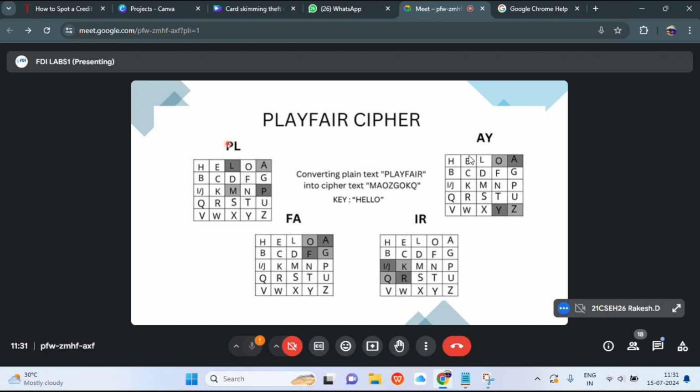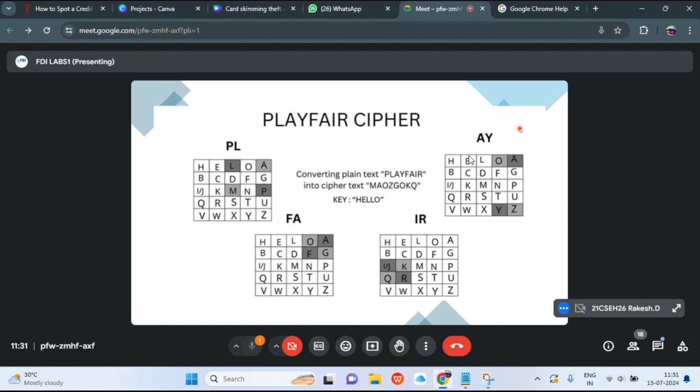You see here PL is our digraph. Now P is in this column and L is in this column. So as per our third rule, it is present in a different row and different column. So what should we do? We should make a rectangle here. What is the corner of P? That is M. What is the corner of L? That is A. So our ciphertext will be MA. You see here MA is written.